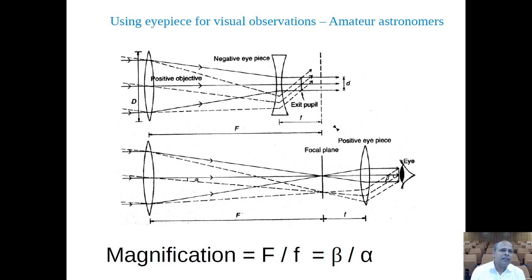So we define a term magnification. Magnification is nothing but the ratio of the focal length of the objective to the focal length of the eyepiece, or this angle beta by alpha.